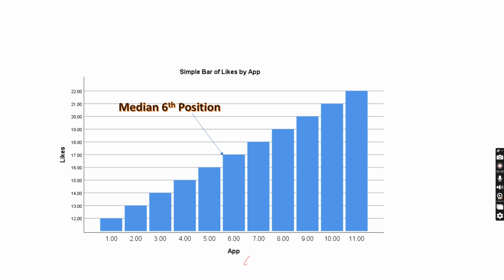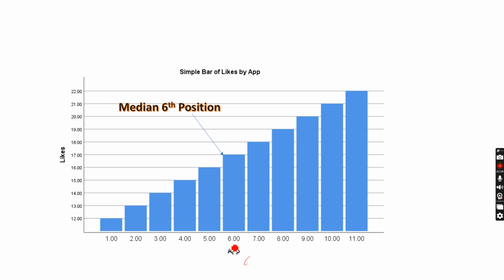But if you see, the sixth position divides the data set of 11 observations equally into two equal parts. So 1, 2, 3, 4, 5 fall on the left hand side, which is in the lower half, whereas 7, 8, 9, 10, 11 are numbers greater than 6. So equally it divides the data, and the median position, sixth, would have a corresponding value which is 17.